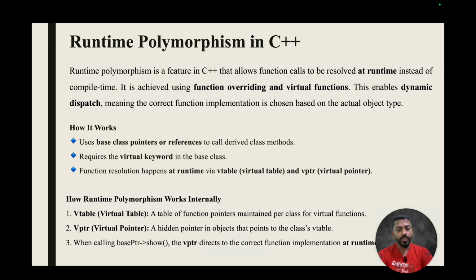The virtual pointer is a pointer which can identify the respective objects. So the virtual pointer in an object points to the class virtual table. When calling through a base pointer, for example, if the base class has the show method, and I give the base class pointer access, it will access the respective function definition during runtime execution. It will call the respective implementation.